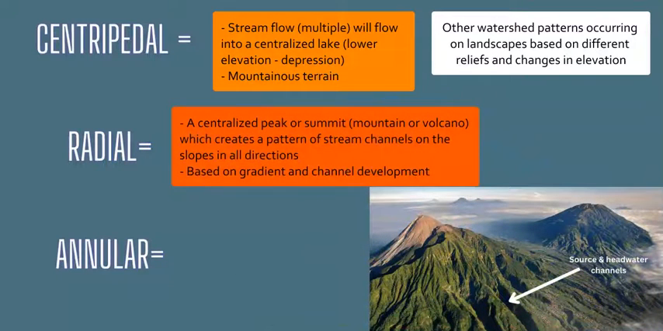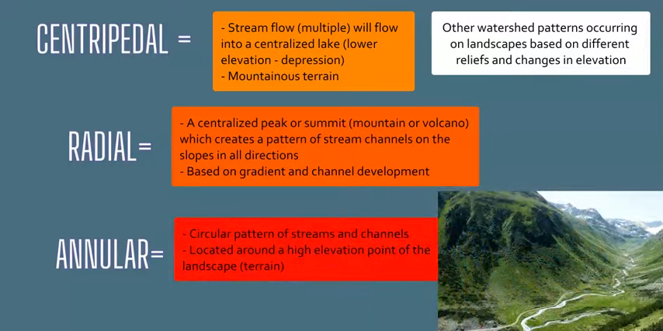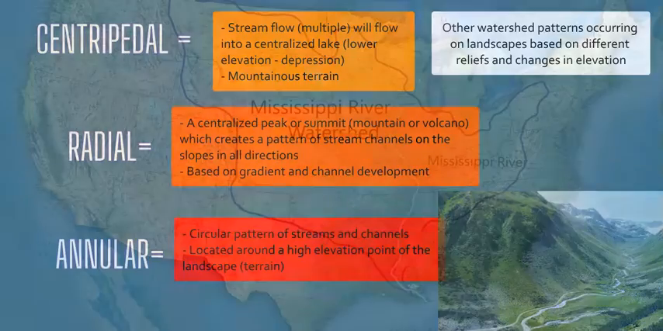Radial could be a high elevation peak or a mountain peak or a volcano, where the source and headwaters of the rivers form on the slopes of this central peak, and they flow down in all directions around this high elevation, like a volcano. And then you have annular, or circular, where again you'd have a circular pattern, perhaps around an anticline. It's similar to a radial, but it's more of a circular design of rivers around this one starting point.